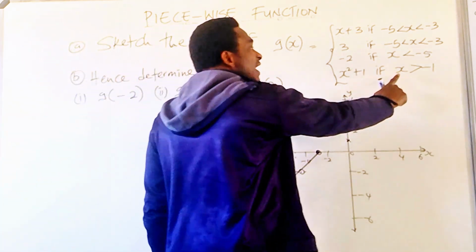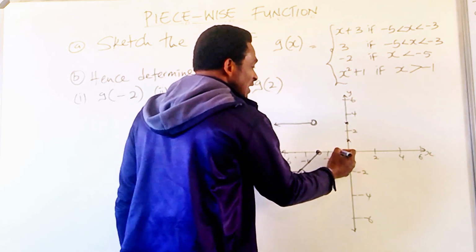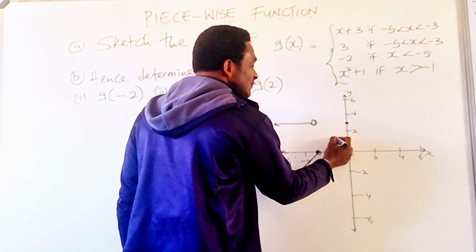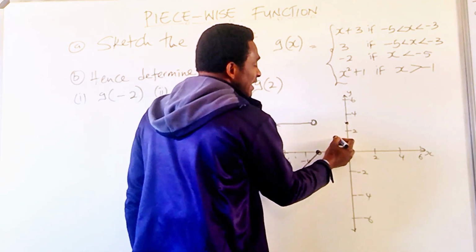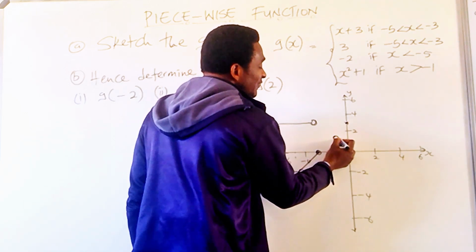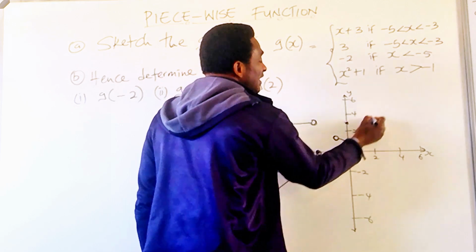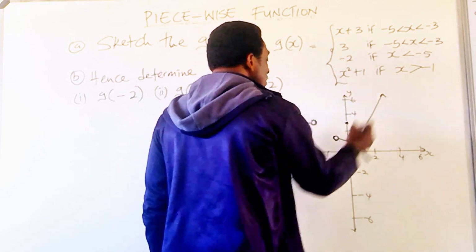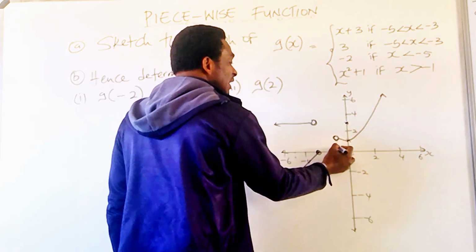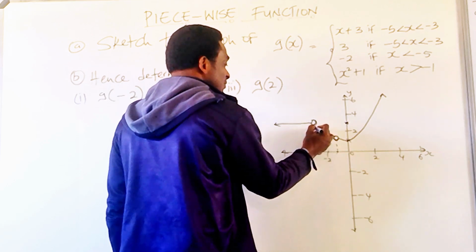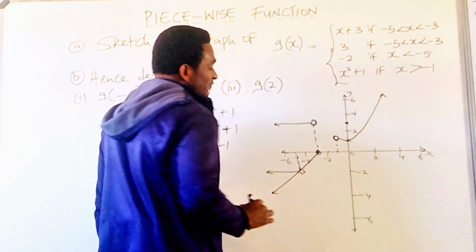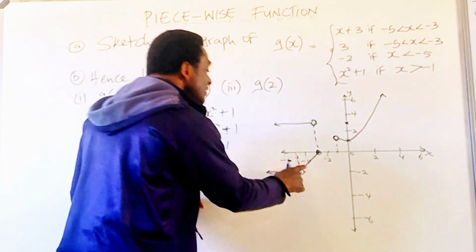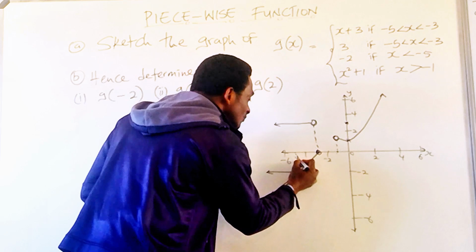But we focus on the restriction. x must be a value greater than negative 1. So from negative 1, we have our graph. It must be greater than negative 1. So we can only represent this arm from negative 1. Remember, this is negative 3 and this is at negative 5. So we can only represent this arm.